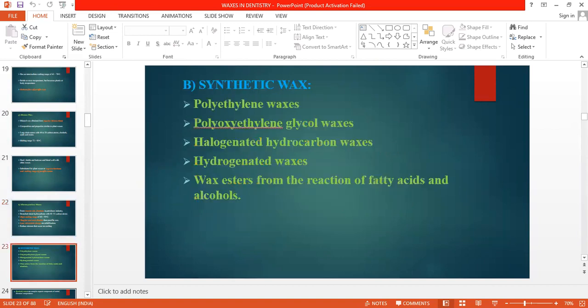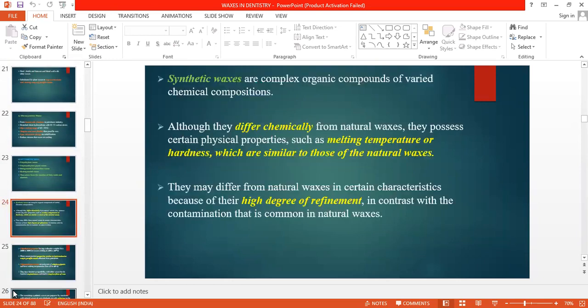The next one is synthetic wax. Synthetic wax comprises polyethylene wax, polyoxyethylene wax, halogenated hydrocarbon wax, hydrogenated wax, and wax esters from the reaction of fatty acids and alcohols. Synthetic waxes are complex compounds of varied chemical composition. They may differ from natural wax in certain characteristics because of their high degree of refinement, in contrast with the contamination that is common in natural waxes.